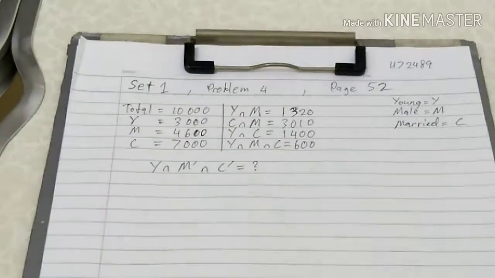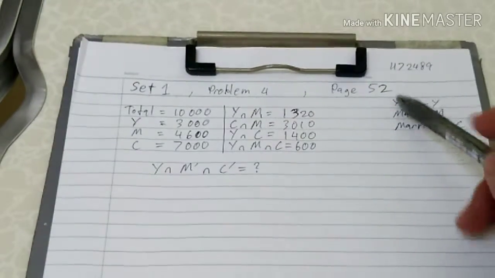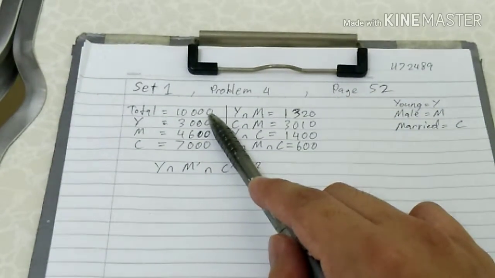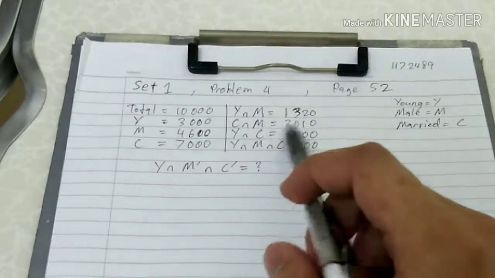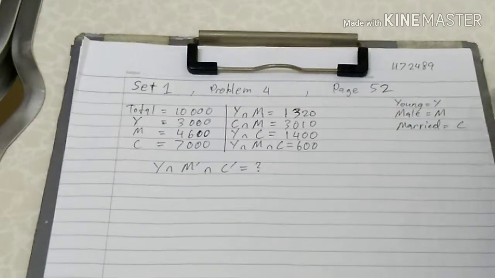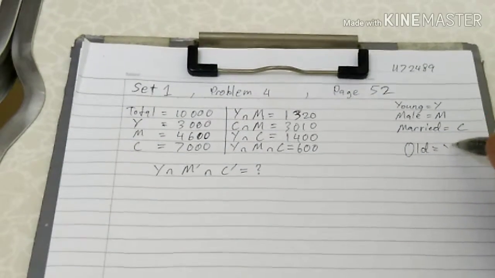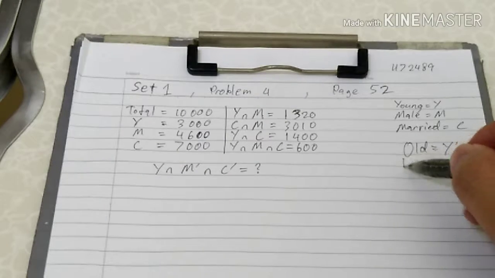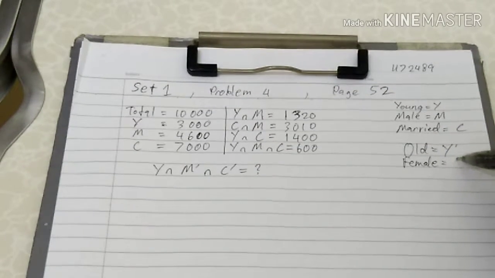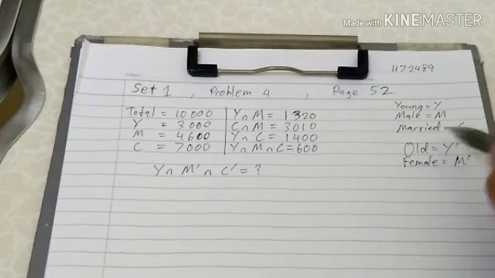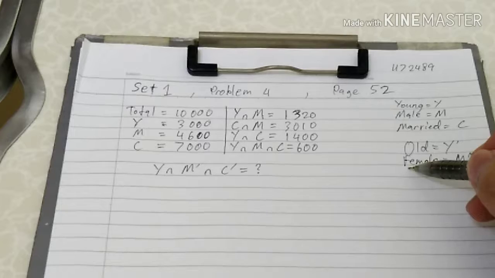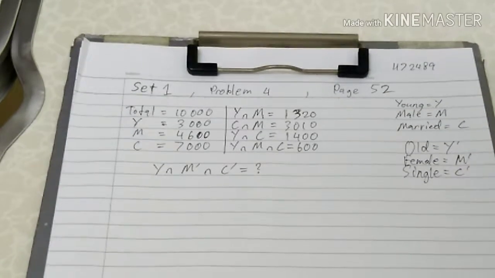To rewrite the question, I created this. Now, set 1, problem 4, page 52. So we have the total number. It says it has 10,000 policyholders. Now, it says young or old, we classify young as Y. So old, we'll put Y prime. Male or female, male we put as M. So for female, we put as M prime. And then married, we put as C, so we don't mix it up with male. So C for couple. So single, we'll put it as C prime.